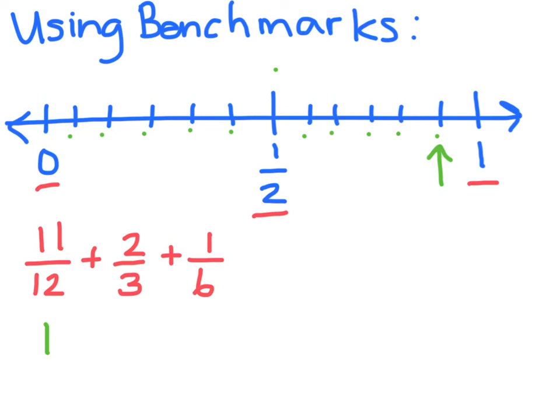Our next number is 2/3, which if we consider that in twelfths is what? You're right, it's 8/12. So that would be right here, very close to 1/2. And 1/6 will be way down here, very first tick mark, close to 0. So our estimated sum of 11/12 plus 2/3 plus 1/6 using benchmarks is 1 and 1/2.